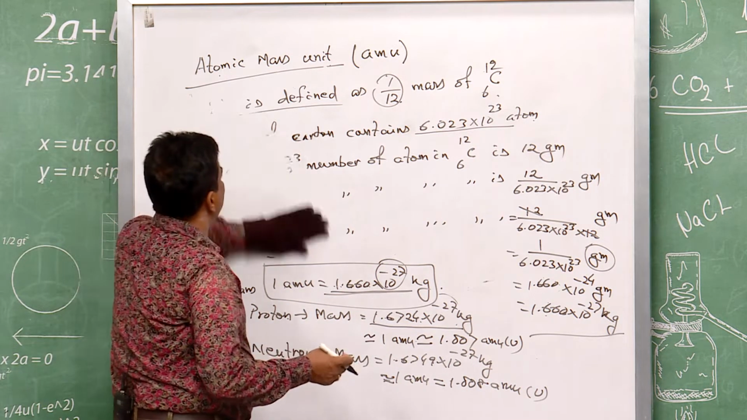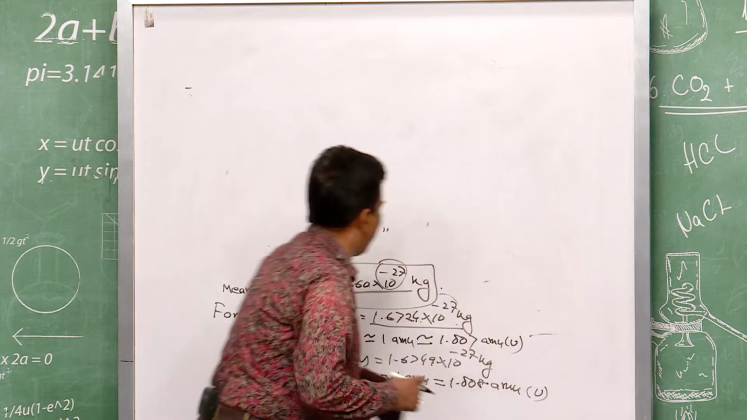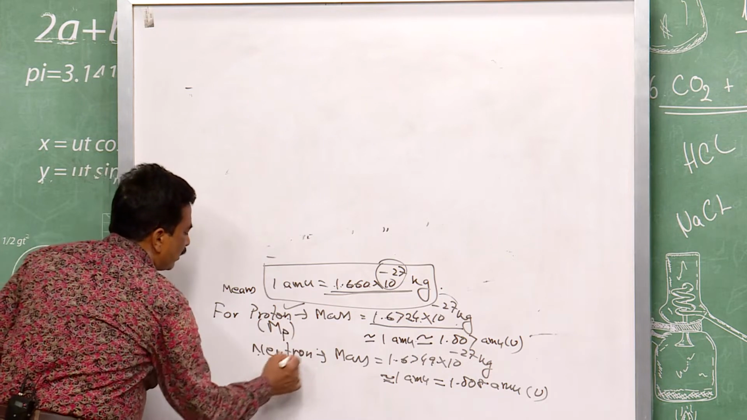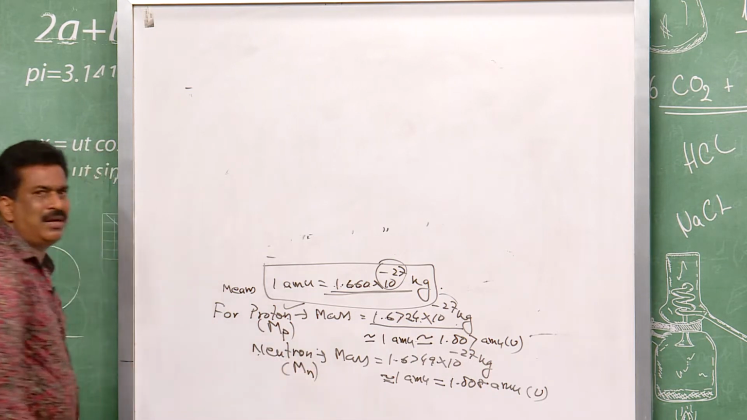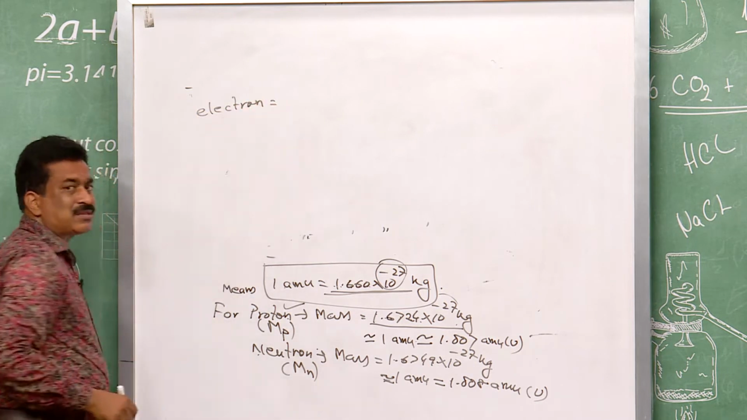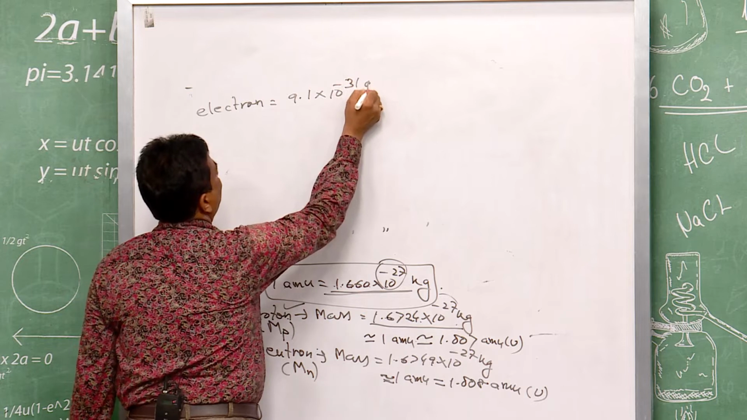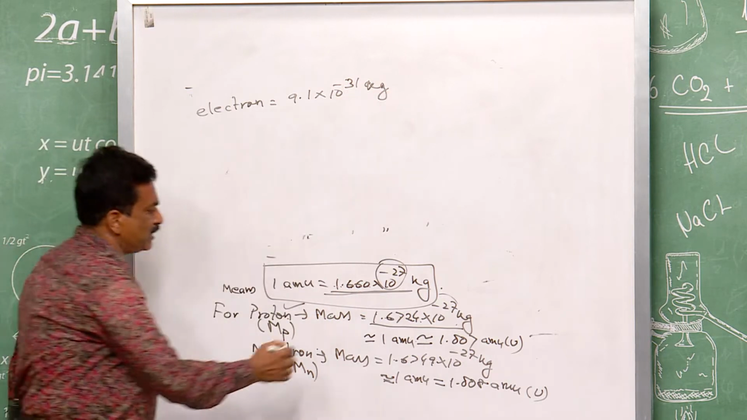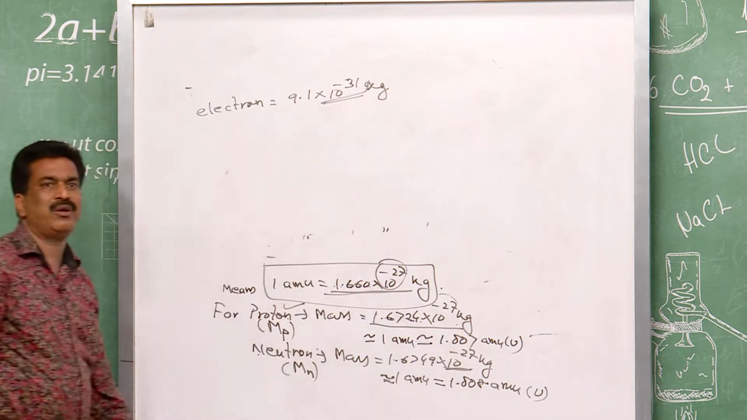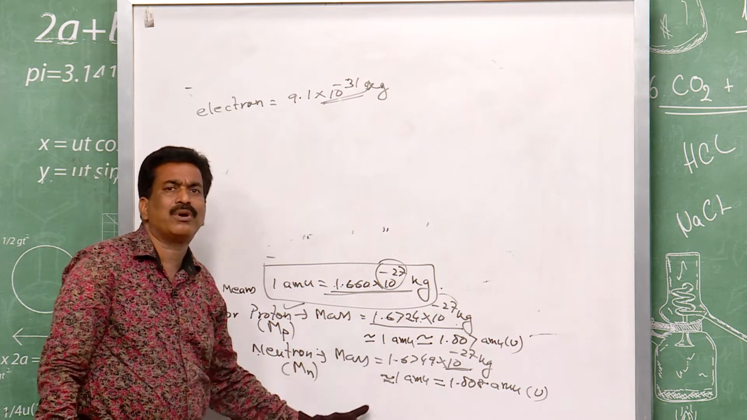So the mass of the constituent particles of the atom are, one is the proton, whose mass you can write as mp, then the neutron mass, which you can symbolize as mn, and another constituent is the electron. What is the mass of the electron? That is equal to 9.1 into 10 to the power of minus 31 kg. You see, this is 10 to the power of minus 27 kg, and this is 10 to the power of minus 31 kg. This mass is very negligible in comparison to the proton and the neutron.